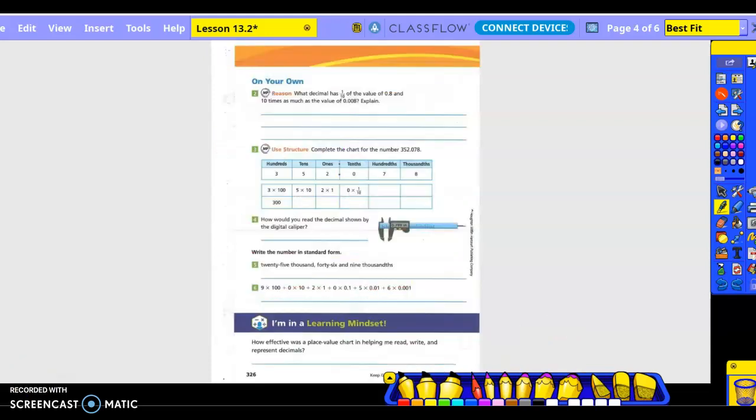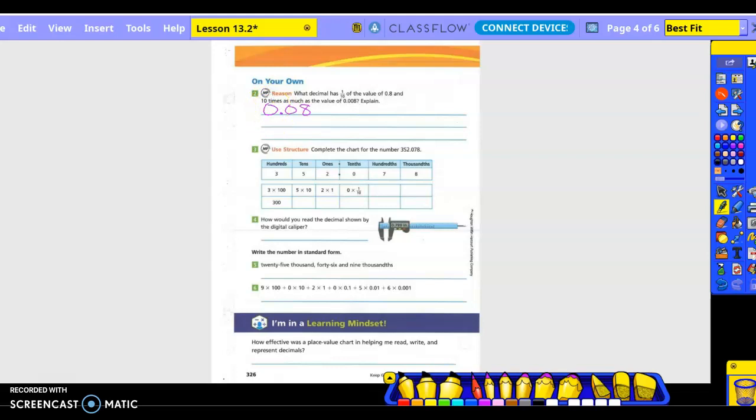On your own, number 2, reason what decimal has 1/10 of the value of 8/10 and 10 times the value as much of 8/1,000? Explain. Okay, so 1/10 of it, would that need to be a bigger number than 8/10 or a smaller number? Smaller number. So your 8 is in the 10th spot. So to get it to be smaller, where does it need to be? It needs to be in the 100th spot. So we'd have 0.08, right?